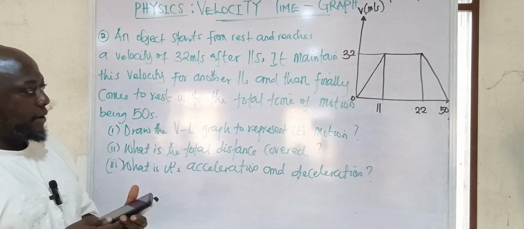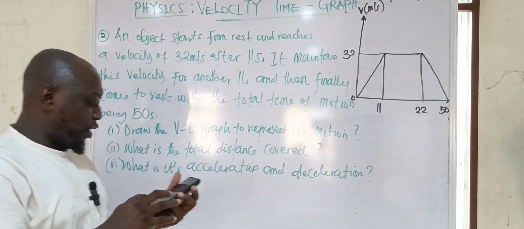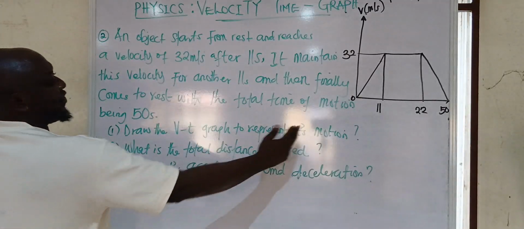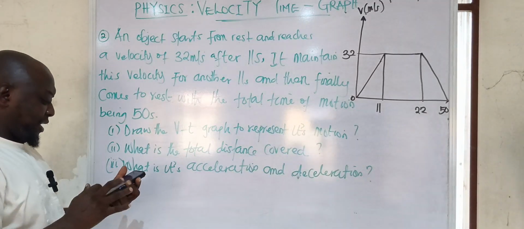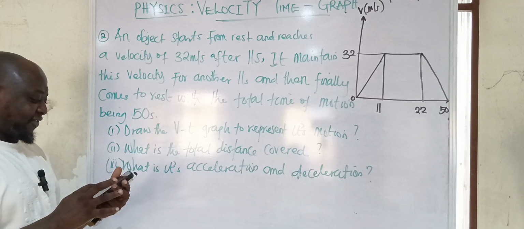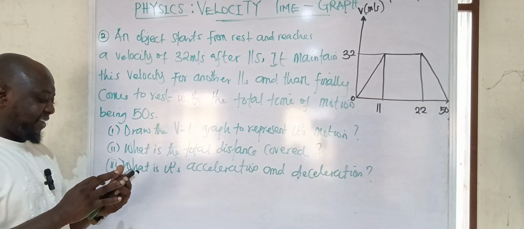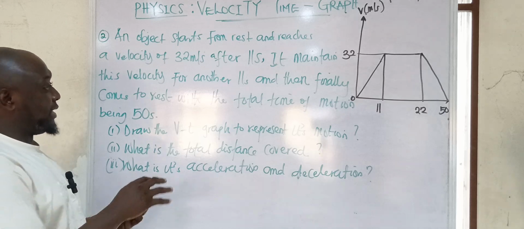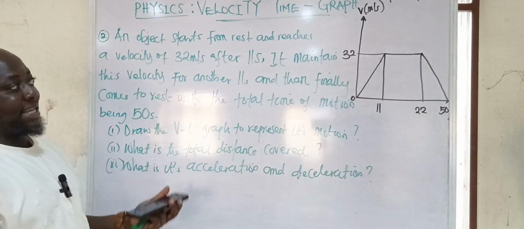So from this point now, let's start calculating. Now we have been able to do the first diagram. The first question is draw a VT graph, which is what we have done already. Now, this is the graph, and this is the explanation.